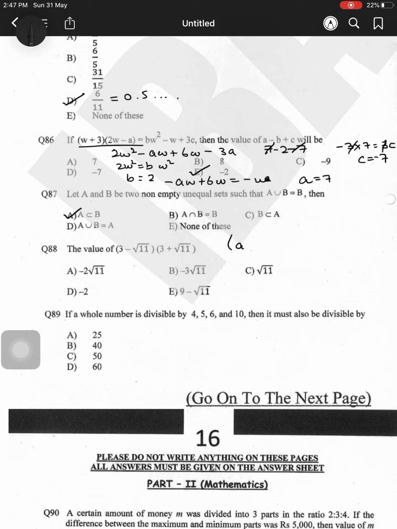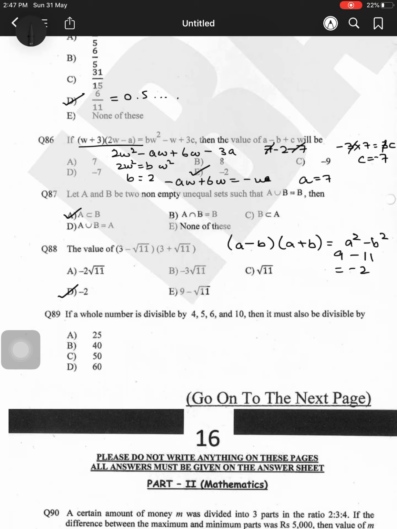In this next question, all you have to do, you have to remember this: A minus B multiplied by A plus B is equal to A square minus B square. Over here, A is 3, so 3 multiplied by 3 is 9, and B is under root 11. So under root 11 square is 11, which gives us minus 2. So it's going to be D.